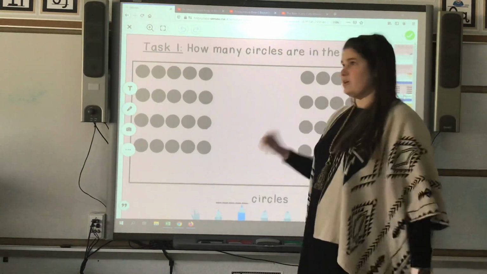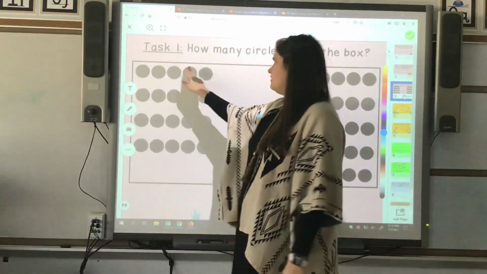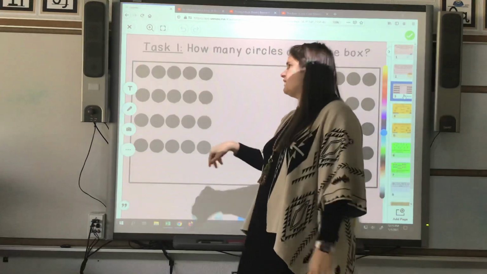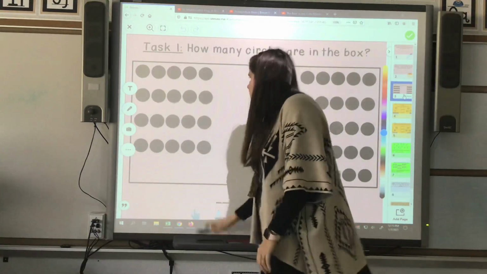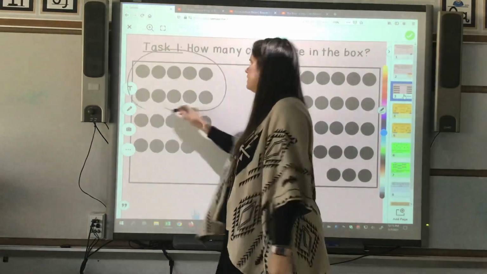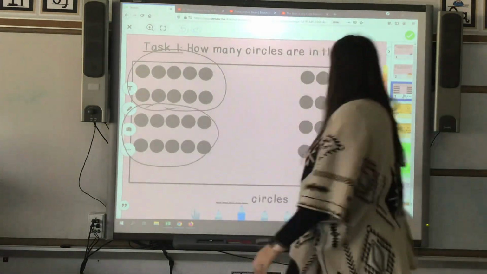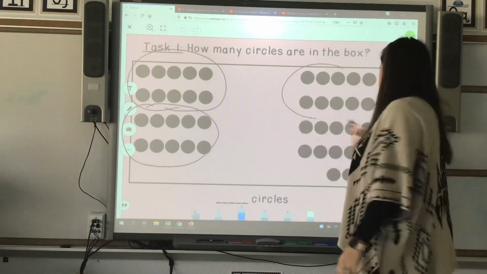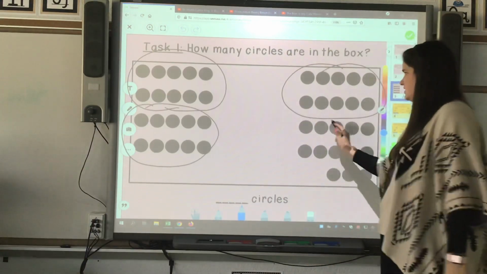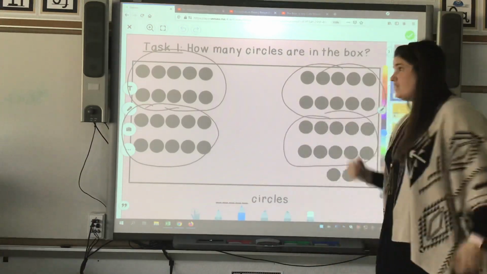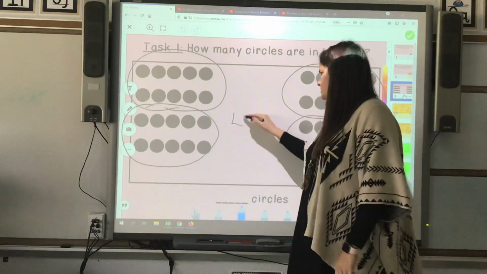So let's count our groups of 10. 1, 2, 3, 4, 5. So we know that one row is 5, so I got 5, 10. I'm going to circle it. 5, 10. I'm going to circle it. 5, 10. I'm going to circle it. And 5, 10. So I know that I have 4 tens.